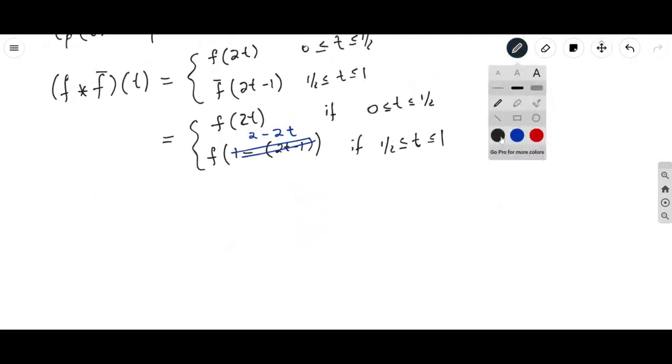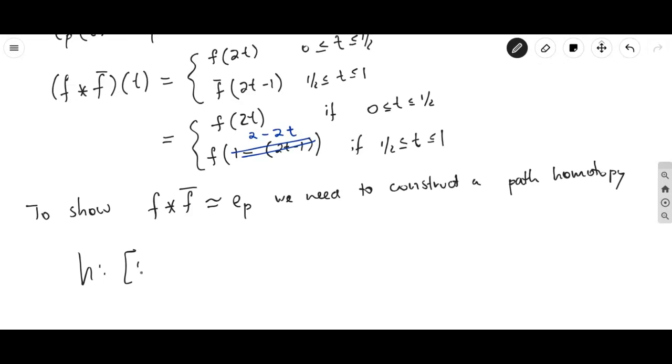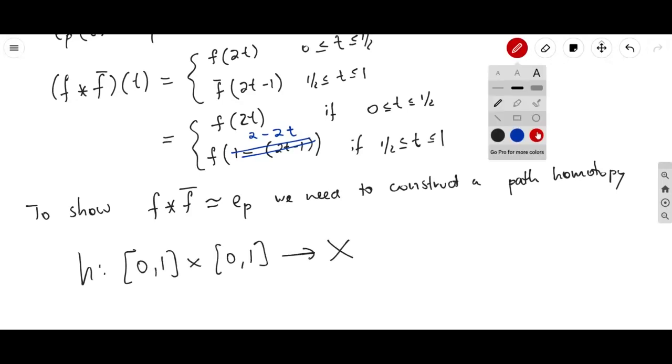So to show that f juxtapose f reverse is homotopic with EP, we need to construct a path homotopy. Let's call it H, from [0,1] cross [0,1] into our topological space X. Let's call this one S. Let's call this one T.